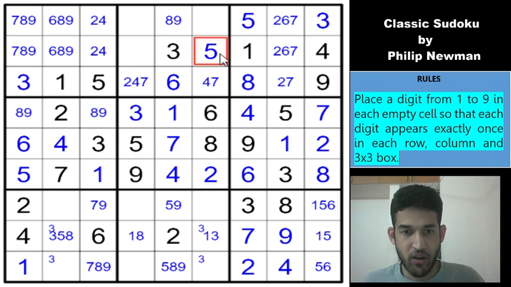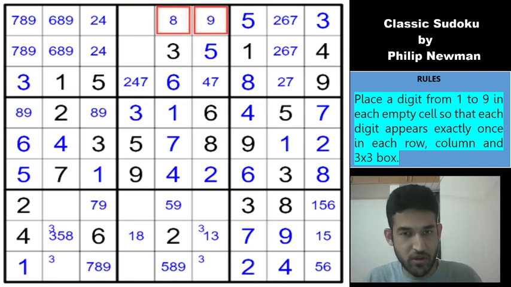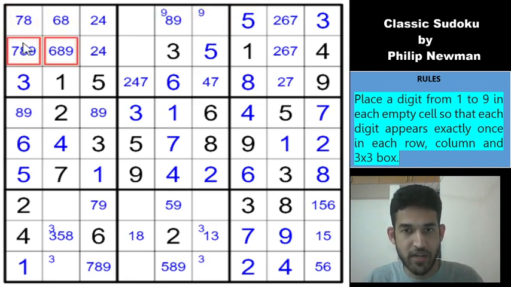So I was looking along 5s and I got some information. So there is a 9 here, which means that 9 in box 2 must be in one of these, must be in one of these 2 cells, right? And that means I can remove the 9 from here. So 9 goes into these cells.